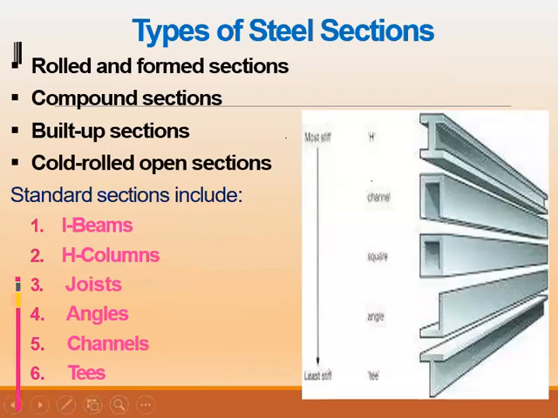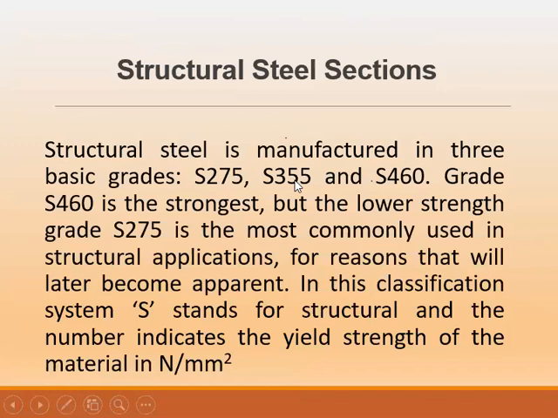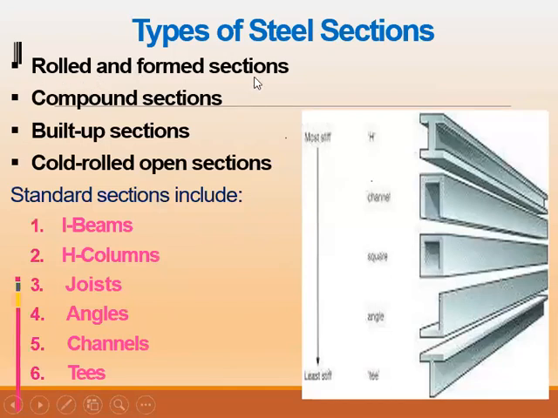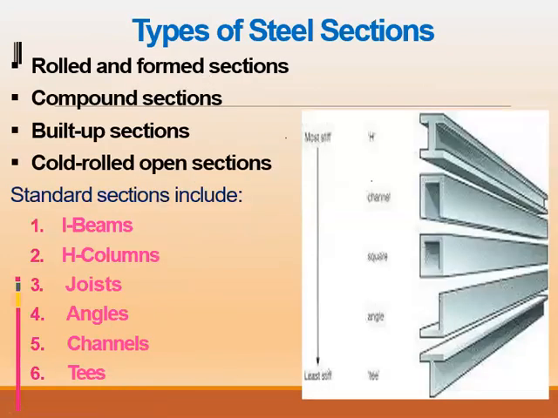Now, the steel of the grades we have defined, we shall find either as rolled or formed sections, or as compound sections. They can be built-up sections, or they can be cold rolled open sections. Now, let's look at the rolled sections. The rolled sections are manufactured in a factory by the process of rolling various steel sheets, which are bigger in size and can be formed into these shapes here, you see?